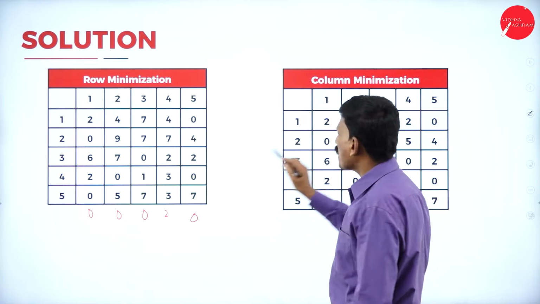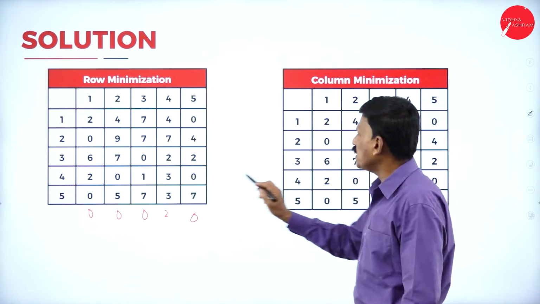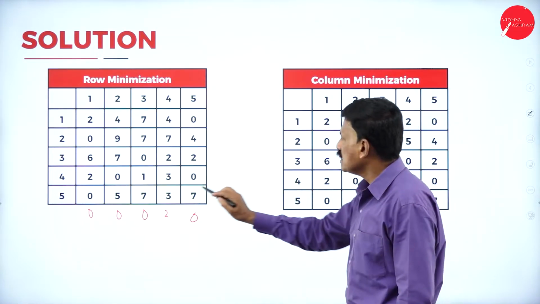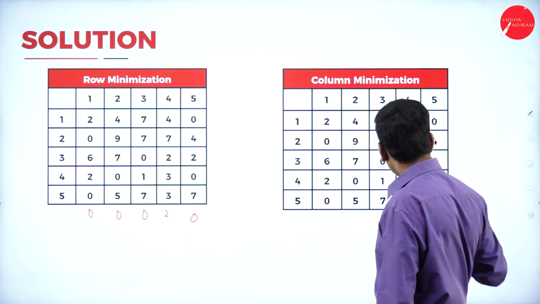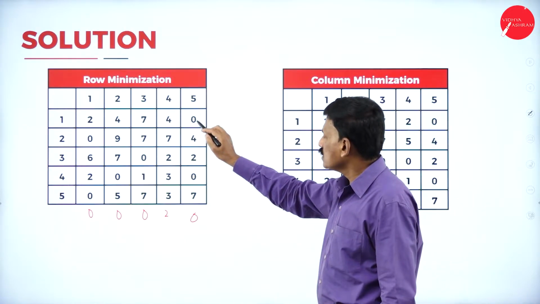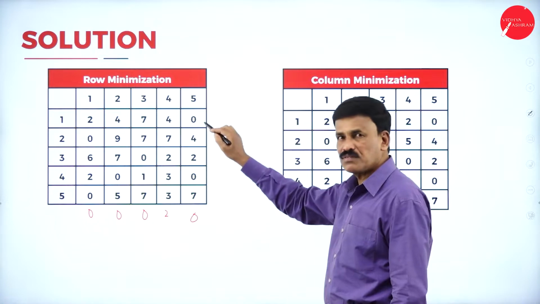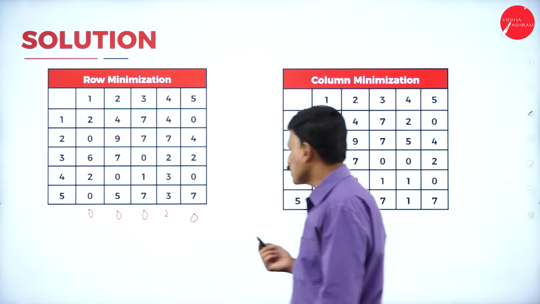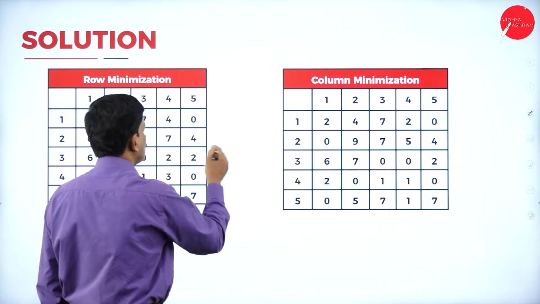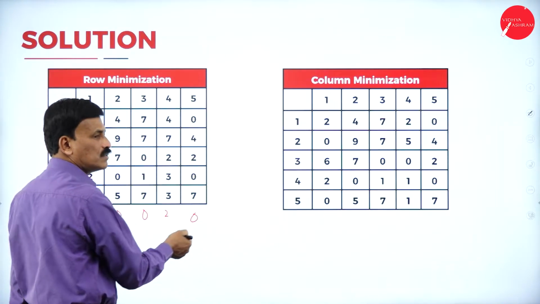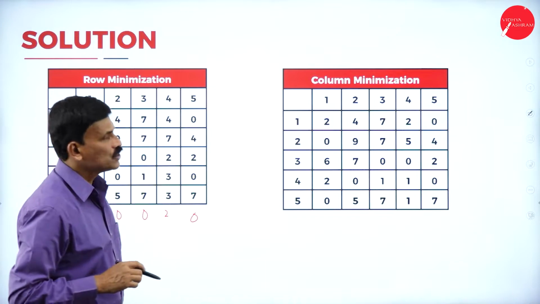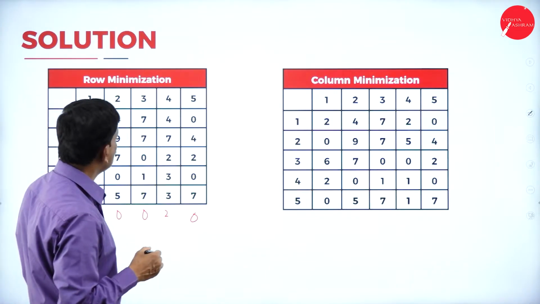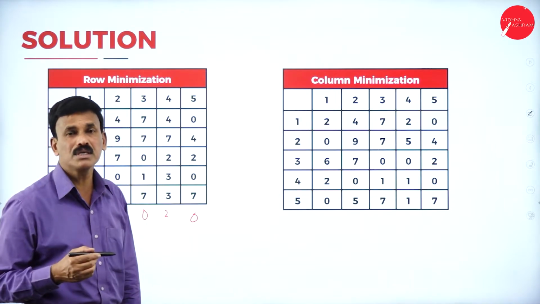4 minus 2 is 2, 7 minus 2 is 5, 2 minus 2 is 0, 3 minus 2 is 1, 3 minus 2 is equal to 1, and in the last column, this is 0. If you subtract 0 from any value, you will get the same value. So 0 minus 0, 4 minus 0, 2 minus 0, 0 minus 0, and 7 minus 0. So, this is how we are going to perform row minimization and column minimization.